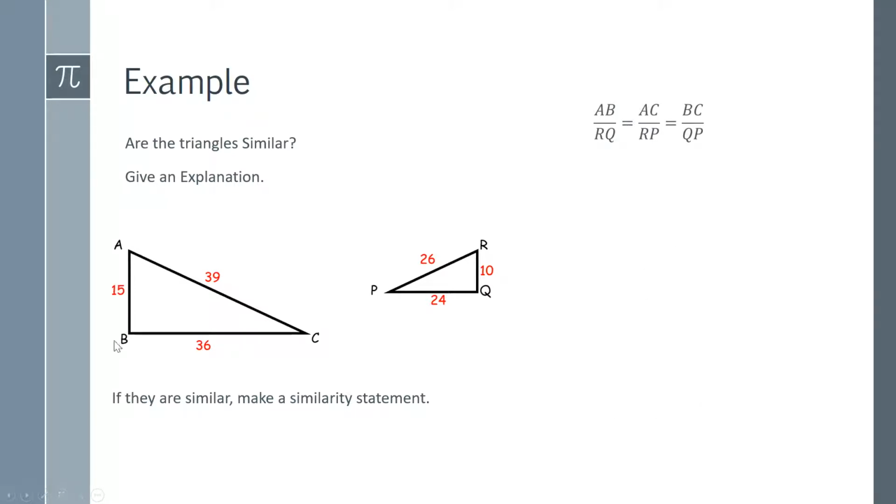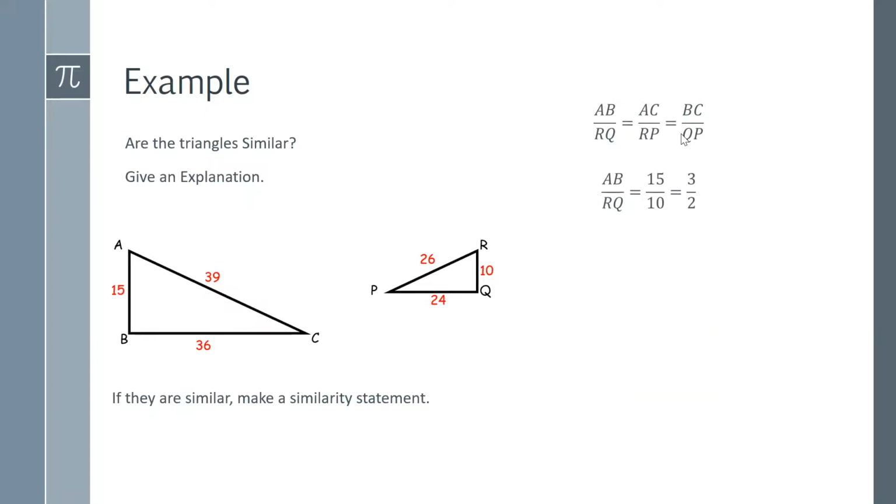So AB over RQ. And you kind of notice which sides go together, so make sure you just notice which sides go together. Then we've got AC over RP. So that's the long sides, AC over RP. And then finally, BC over QP. So if all three of those turn out to equal the same, then we have similar triangles. So let's take a look.